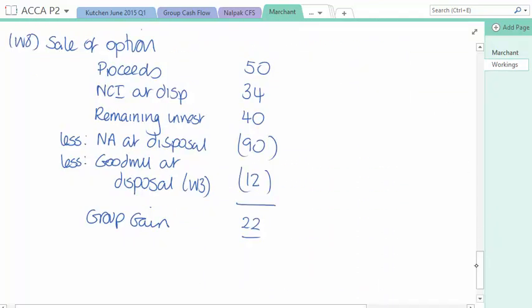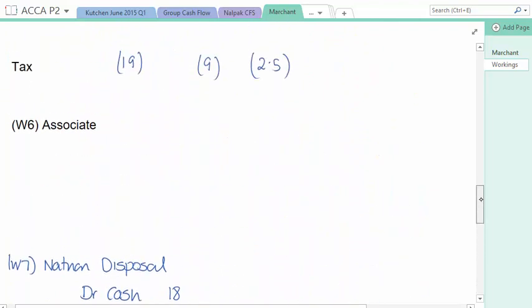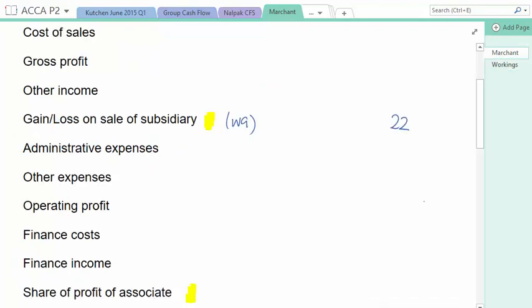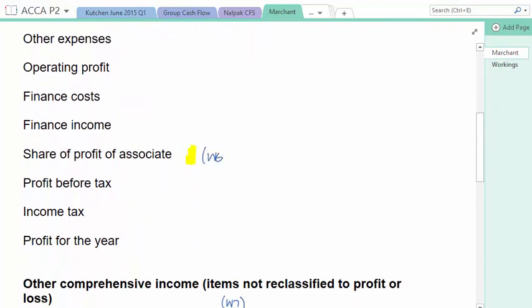We also need to be able to deal with the disposal for the last 6 months of the year when it's an associate. So we can work out the share of profit. How much profit has Option made? It's made 15 million for the year, and for the last 6 months of the year, we have 20%. That gives us a figure of 1.5, and that figure of 1.5 comes from working number 6.